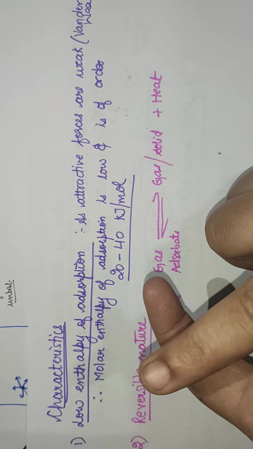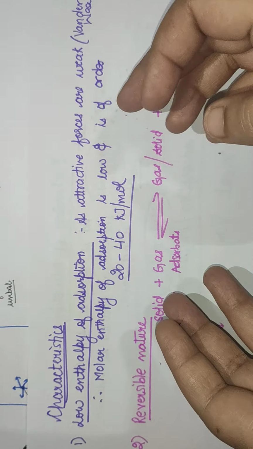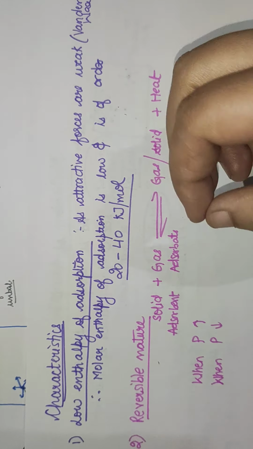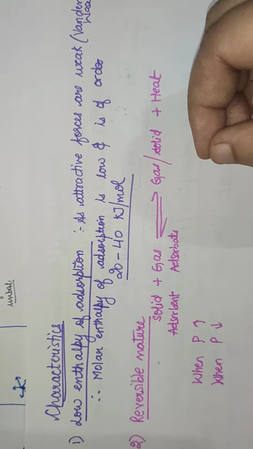If I want to break it, I need just a low amount of energy, of the order of 20 to 40 kilojoule per mole. It means I have to apply this amount of energy to break those physical bonds.